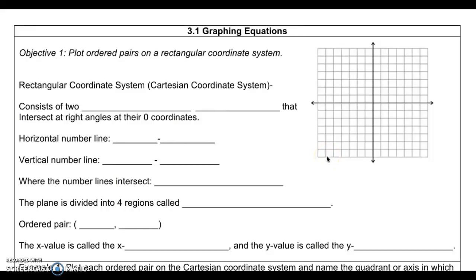All right, 3.1 we won't be going over in class. It should all be review, but just for your benefit, I'm posting this video so that you can have a notes packet to refer to. So 3.1 is graphing equations.